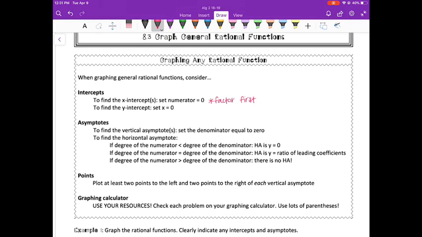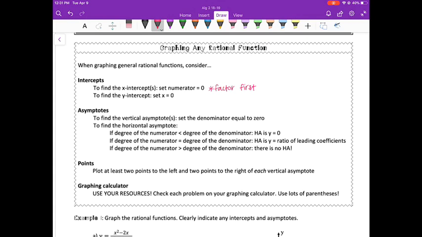To find your y-intercept, this is the same process we have always done. You set x equal to 0. You're just going to get some number, and you're only going to ever have one y-intercept. You might have multiple x-intercepts. To find your vertical asymptotes, from yesterday, we set our denominator equal to 0.